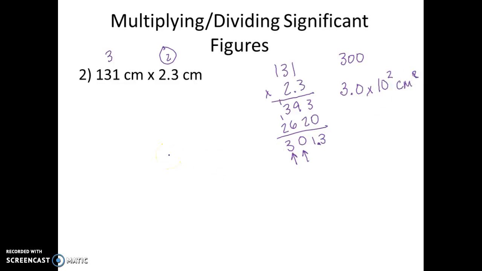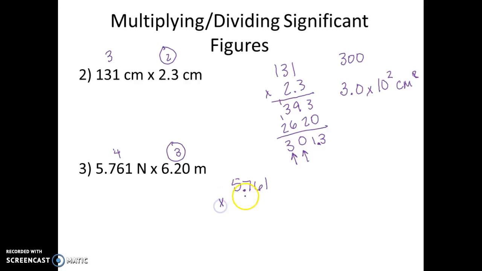All right, one more example for multiplying, and we'll look at dividing. So multiplying, we have 5.761, and we have 6.20, so we have 4 here. Again, this is after the decimal and after a number, so this is 3, so our number can have 3 in this case. So 5, 7, 6, 1. And again, you are welcome to do this in the calculator. For this one, I'm going to do this in the calculator just to save a little bit of time.